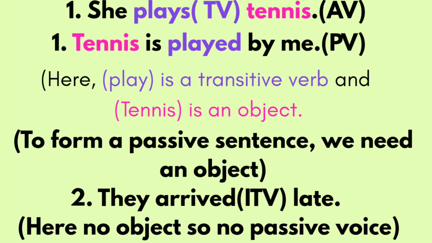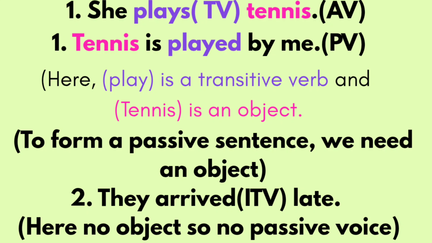Look at examples. She plays tennis. In this sentence, play is a transitive verb. TV means transitive verb. Tennis is an object. To form a passive voice sentence, we need an object. Tennis is played by her. It is the passive voice sentence.